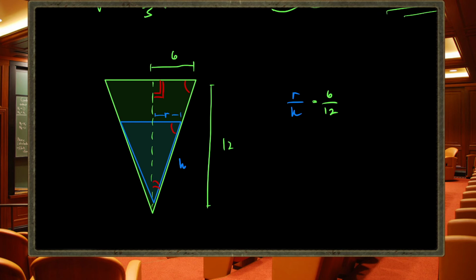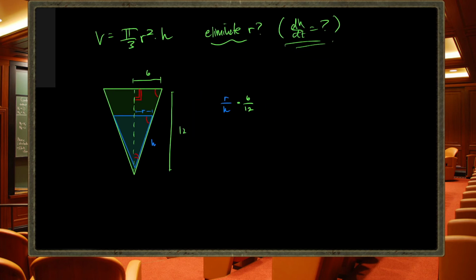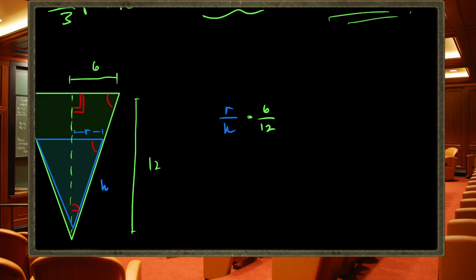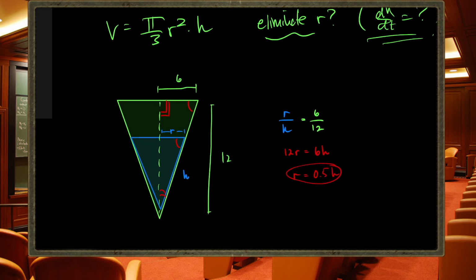Okay, so what does this do? This gives us a second equation that allows us to eliminate r by solving for r in terms of h. Go ahead and solve this. You get 12r equals 6h. So that means that r in terms of h is 0.5h, which you might have seen just from looking at this diagram, right? The radius is half of the height for the triangles set up in this way.